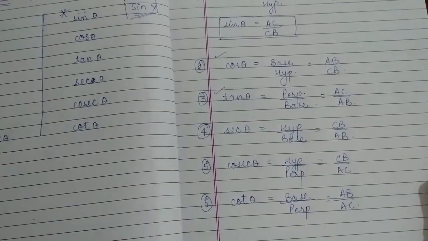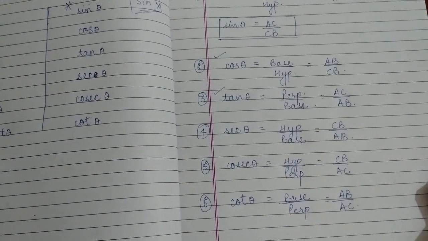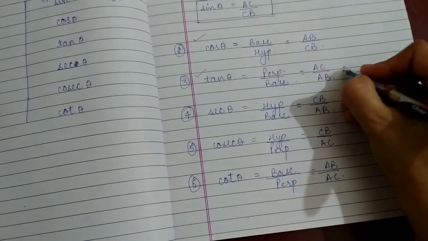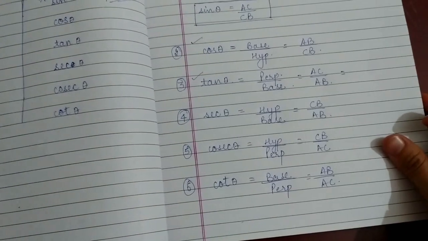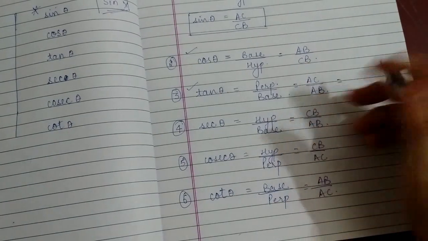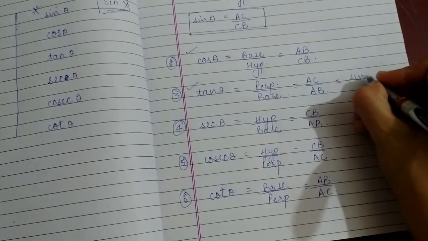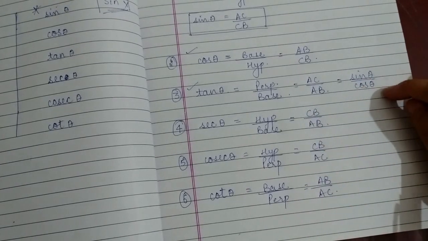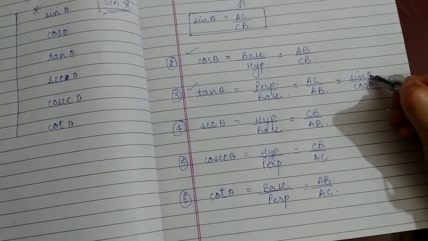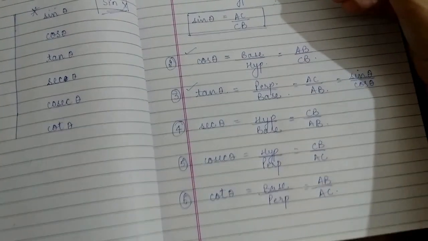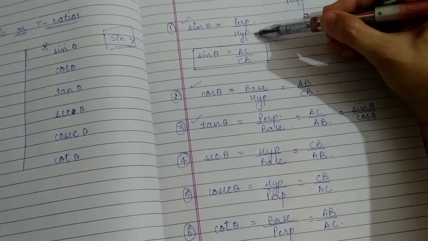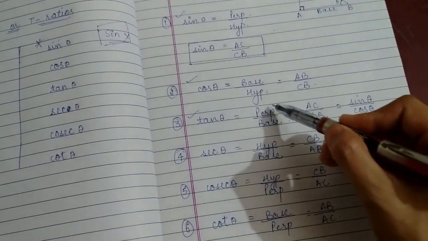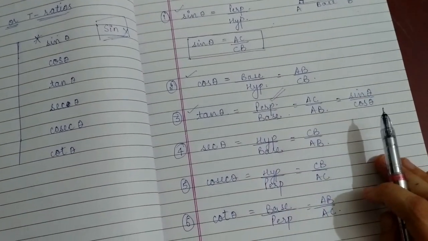You need to remember all these 6 formulas. And one more thing, if you have keenly observed, tan theta is actually the ratio of sin theta divided by cos theta. You can calculate this by putting the values. Sin theta is perpendicular upon hypotenuse and cos theta is base upon hypotenuse. By putting the values you can achieve this again.